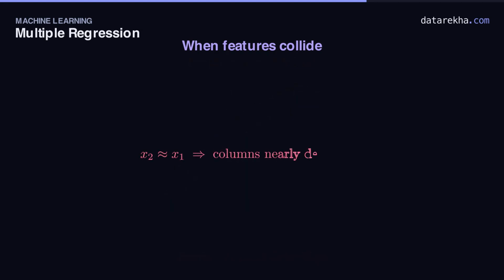The algebra says exactly the same thing. If one feature is nearly a linear copy of another, the columns of X are almost dependent. So X transpose X is nearly singular. Its determinant creeps towards 0, and inverting it becomes wildly unstable.